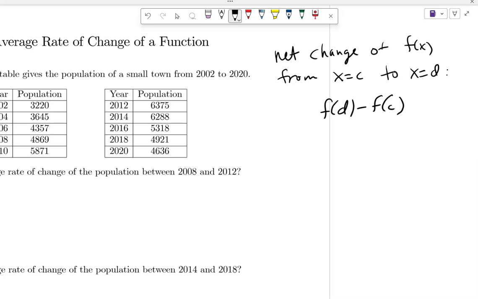Let's go a little bit further with this concept. If you traveled 300 miles and it took you 5 hours to do it, what was your average speed on that trip? 60 miles per hour. You divide, right? So if we want to do average rate of change for a function, we're going to do exactly the same kind of concept.